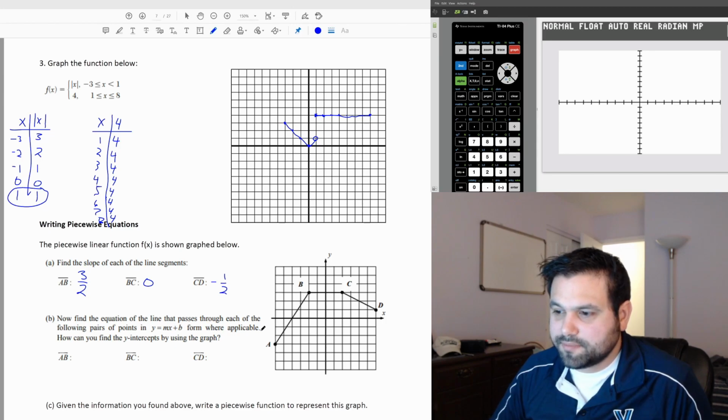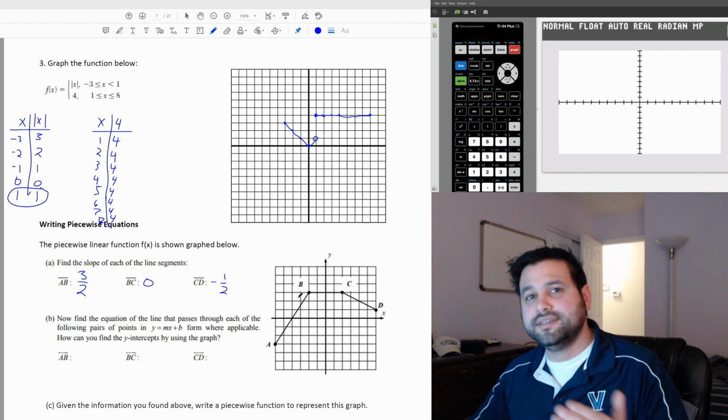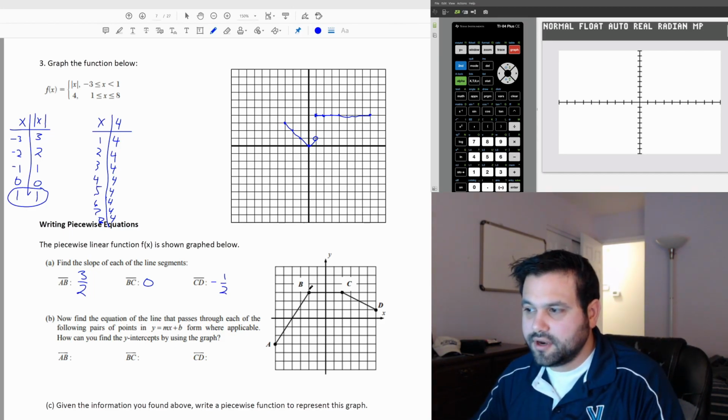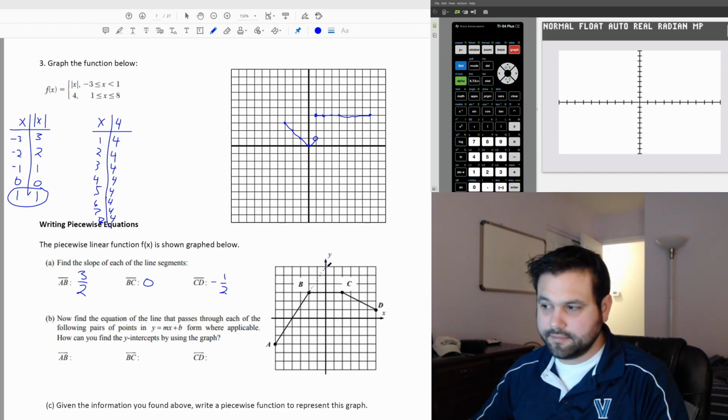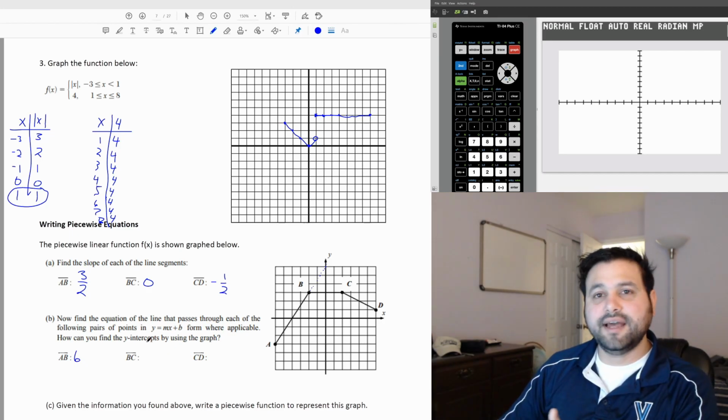So now for this segment AB, since we know we go up 3, right 2, if we were to continue that pattern of going up 3, right 2, we would end up with a y-intercept right there. A y-intercept of 1, 2, 3, 4, 5, 6. Okay, so that's what we're going to do. We're going to kind of extend these.